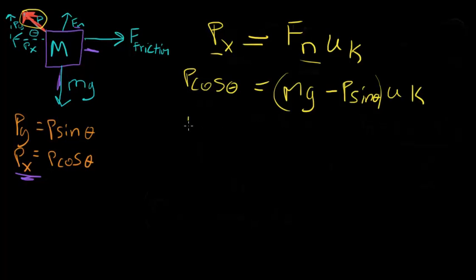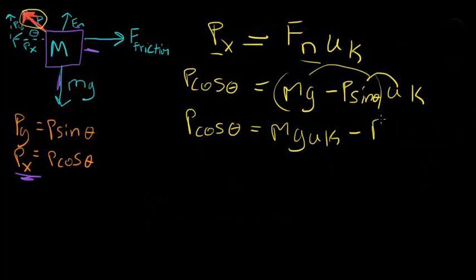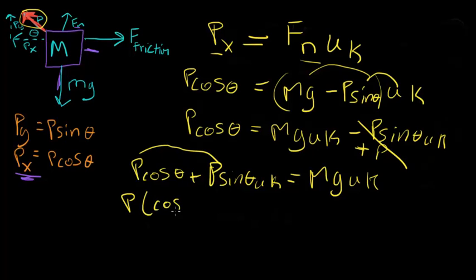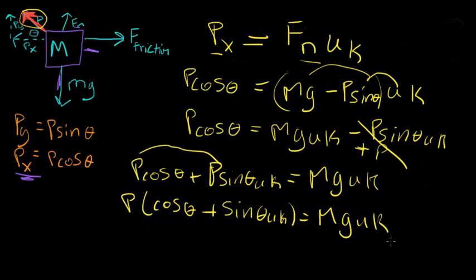This is just basic algebra here. We can do P cosine theta equals mg, and I'm going to distribute this, so mg uk minus P sine theta uk. I'm going to add P sine theta uk over here, so that cancels, and over here I have P cosine theta plus P sine theta uk equals mg uk. I can take out the P's here: P times cosine theta plus sine theta uk equals mg uk.